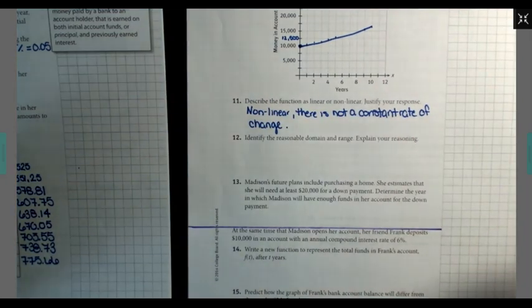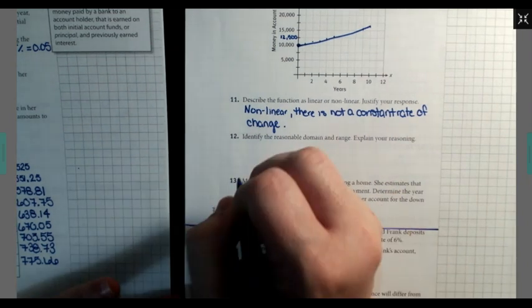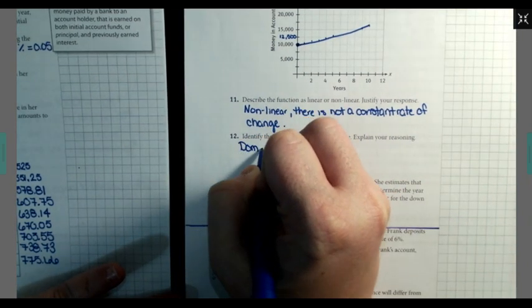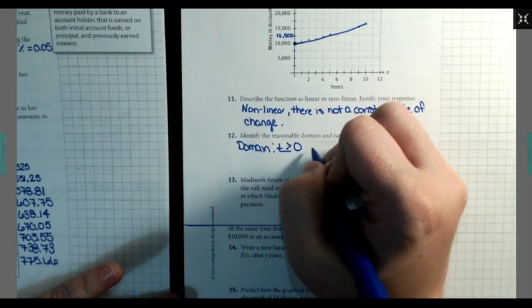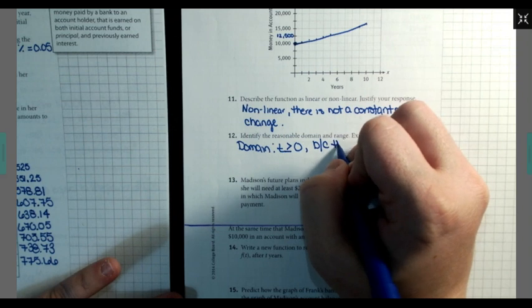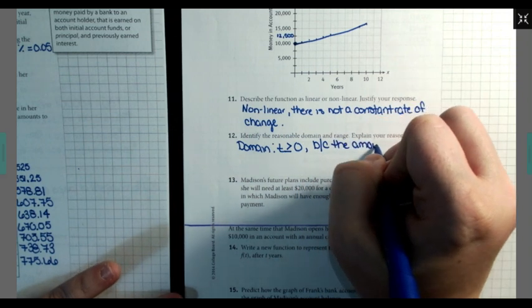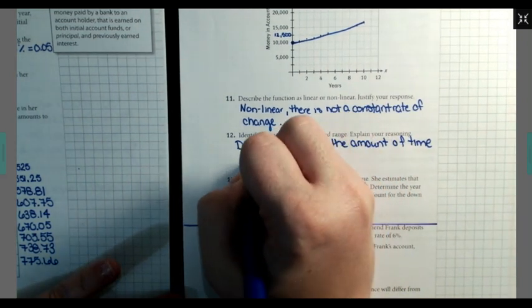Identify the reasonable domain and range and explain your reasoning. Now, domain, remember, are my x values, or my t values in this case. Now, t is referring to the number of years that this money has been in the account. Can I have a negative number of years? No. So with my domain, t must be greater than or equal to 0 because the amount of time cannot be negative.